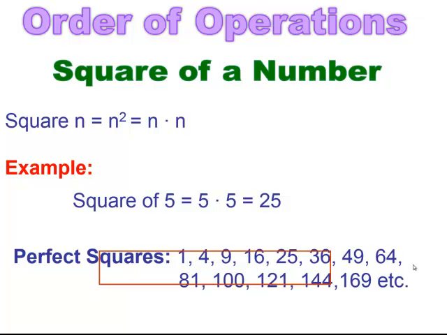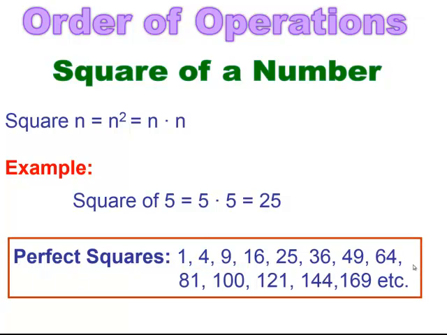When we talk about some perfect squares, in numeric order, my first perfect square would be 1, 1 times 1. My second perfect square would be 4, 2 times 2. My third perfect square would be 9, 3 times 3, 16, 4 times 4, 25, 5 times 5, and so on. So we can find our perfect squares by going in numeric order and taking the number and multiplying it to itself 2 times.